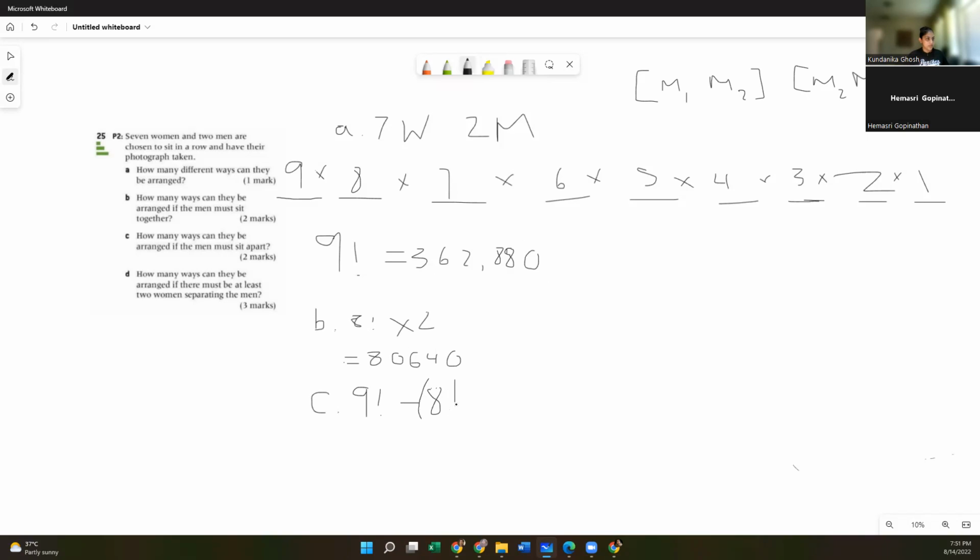Minus 8 factorial times 2, which should get you, sorry, I'm not writing in the line underneath just because I want to conserve space. 282,240.